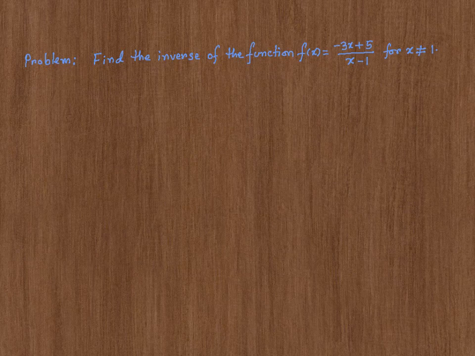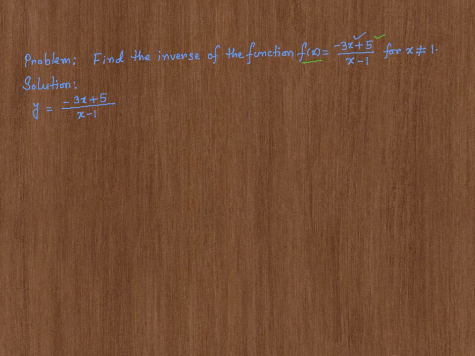In this video, I am going to find the inverse of the function f of x is equal to negative 3x plus 5 over x minus 1, given that x is not equal to 1. To find the inverse of a function, we follow a standard process. First, we set the given function to y and solve for x.